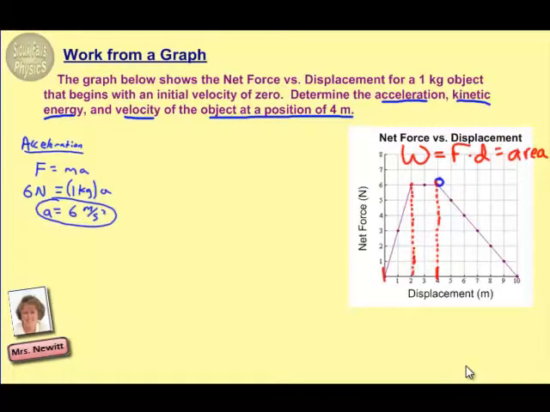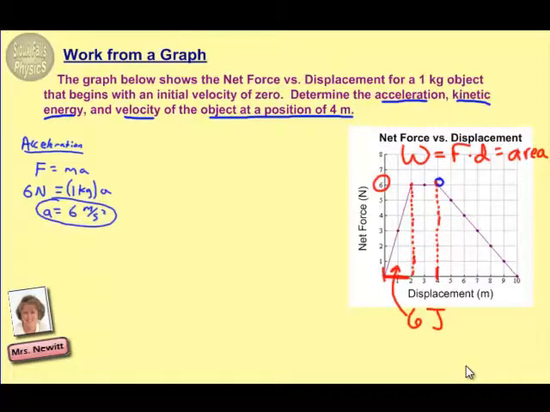Well, by going through the math there, if we figure out for the triangle part, our area would be 1/2 times the base times the height. Our base is 2 meters. Our height over here is 6. And so if we use 1/2 times base times height, we end up with 6 joules as the area for that portion.